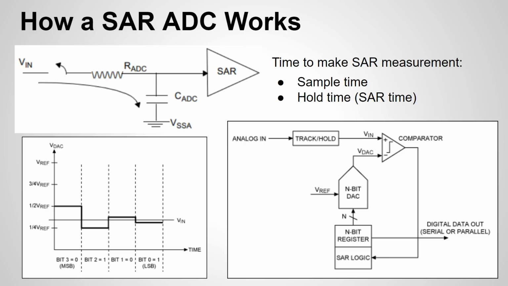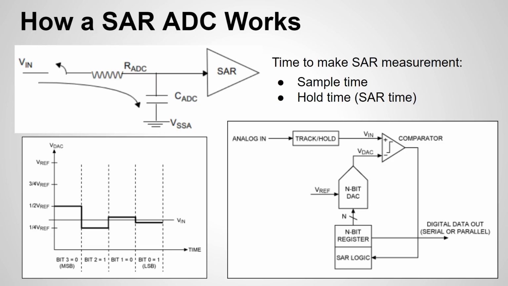Okay, here's a deeper dive into the architecture. So let's first start on the top. So a SAR ADC has sort of 2 stages to a measurement: the sample time and the hold time. And the hold time is where it's actually calculating the output or the digital value of the analog input signal. So let's start at the top picture. Ignore the triangle that's named SAR, and let's just look at the resistor, the R ADC, and the C ADC.